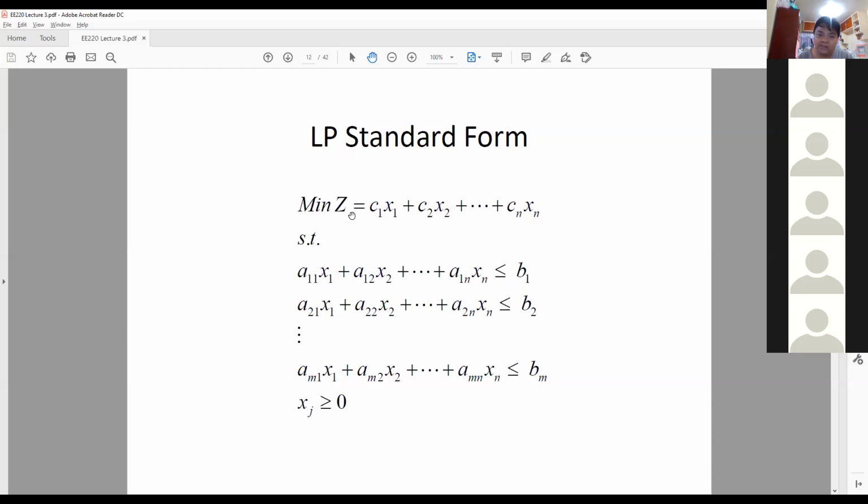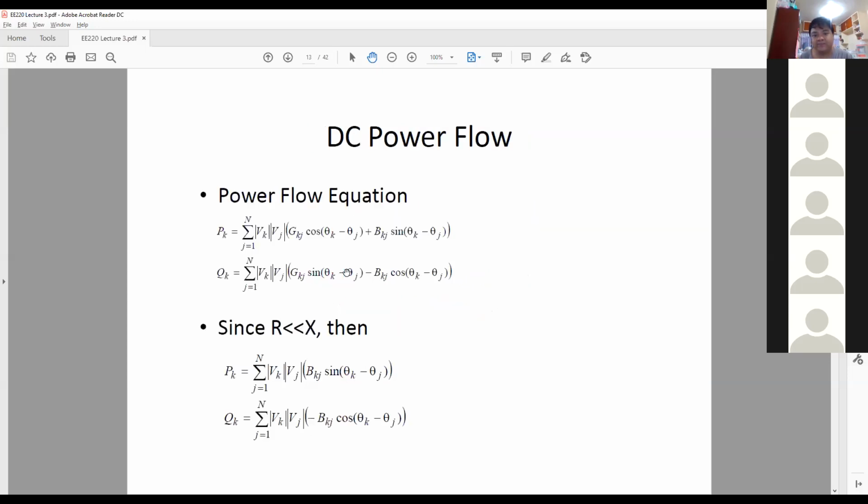So, let's say your cost function Z is equal to C1x1 plus C2x2. So, ito yung mga generators. Itong ST means subject to these kinds of constraints. So, meron kang load flow constraint, and eventually you have your X of J. Now, power flow equations are equivalent to these values. QK, QK.